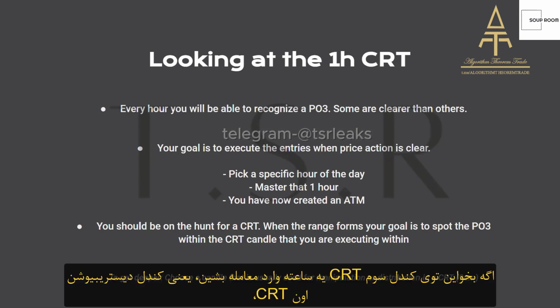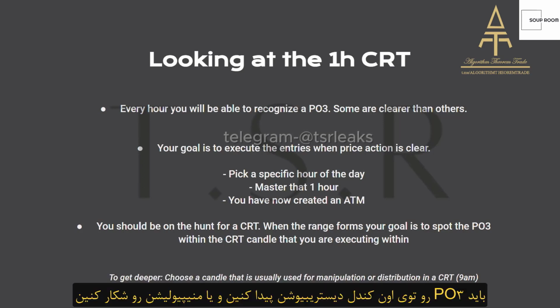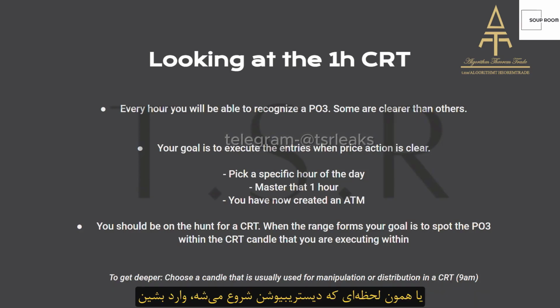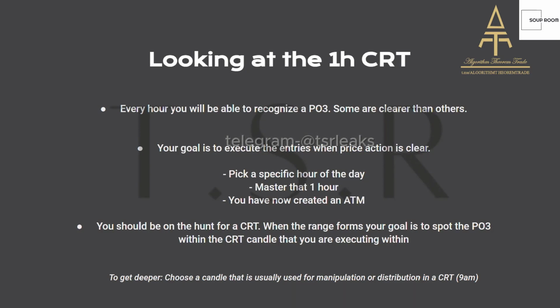If you are going to execute the entry during the third candle of the 1 hour CRT, meaning the distribution candle of that 1 hour CRT, you must locate the power of 3 within that distribution candle and either catch the manipulation event or enter as soon as distribution commences.